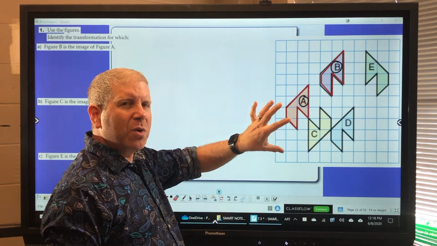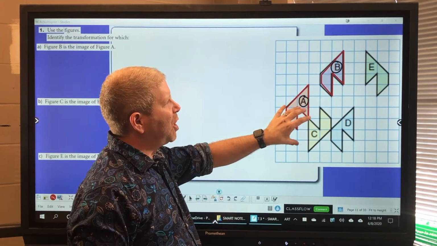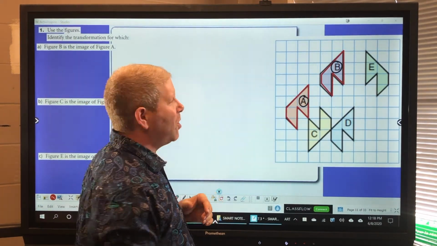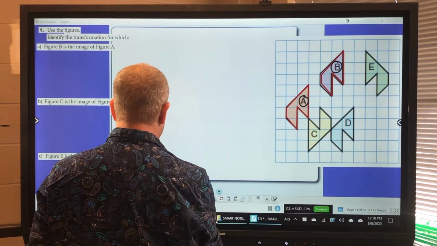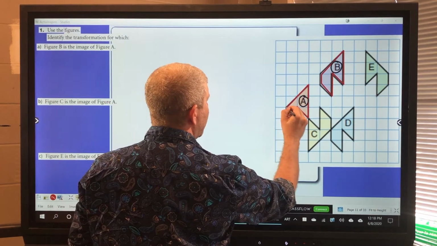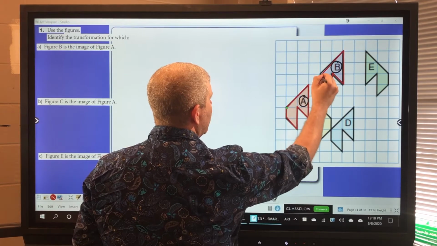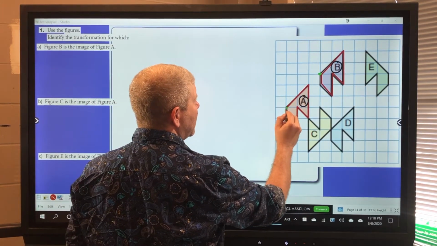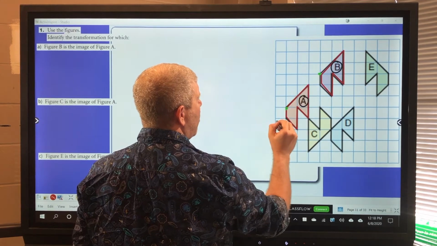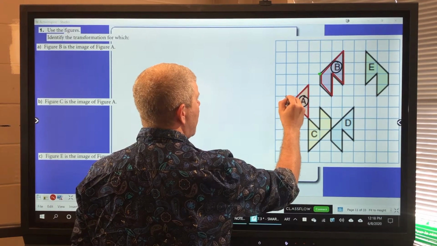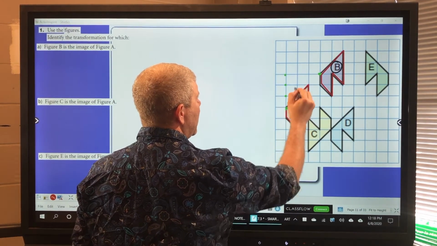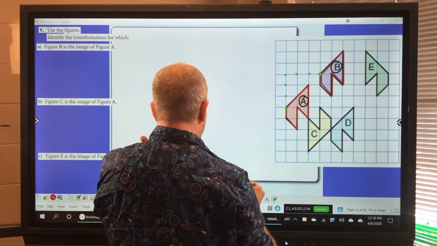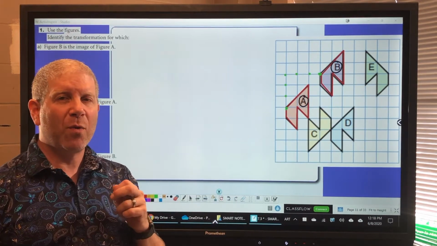So the way that you can do it in your notebooks, because you're not going to have a shape that you can move like I can here on the computer, is simply to start with points. So it's a good idea to start with maybe one point on both shapes. And the idea is, how do we get this point to that point there? Well, clearly we move up 1, 2, 3, and then over 1, 2, and 3.